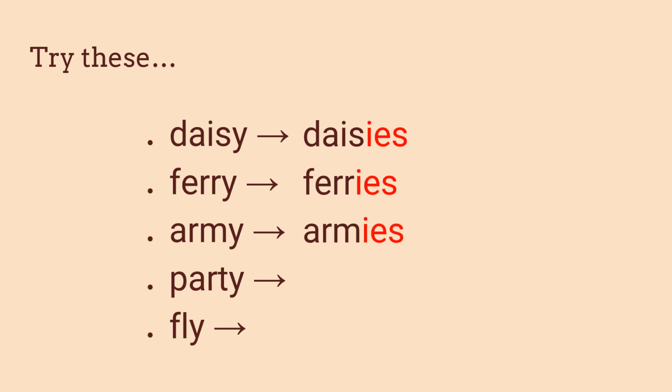Daisy, fairy, army, party, and fly. Now you would notice that all of these words end with y. So again, you will have to replace the y with an i, and then you will have to add es. So daisy becomes daisies, fairy becomes fairies, army becomes armies, party becomes parties, and fly becomes flies.